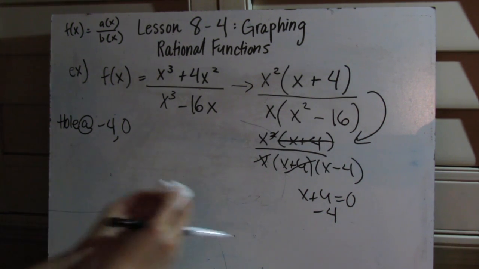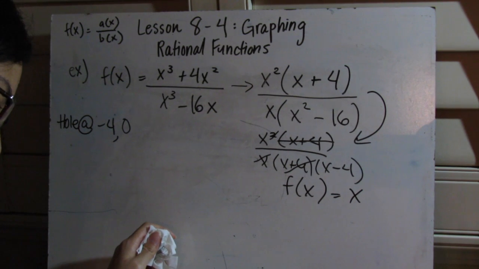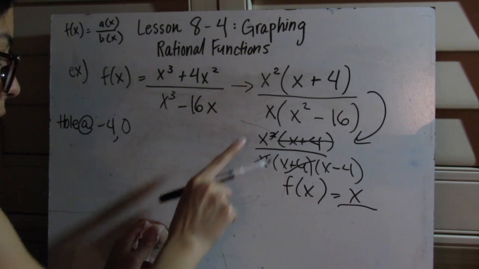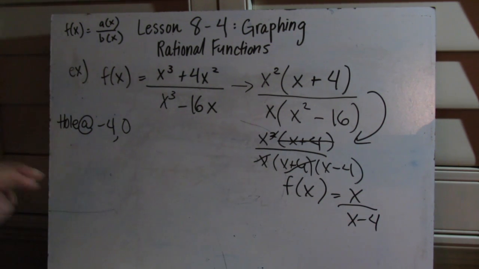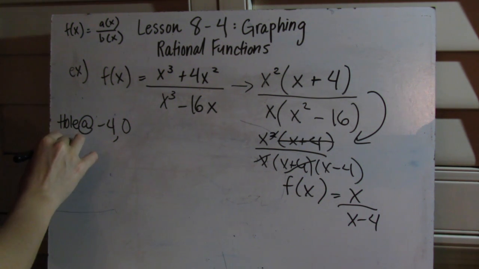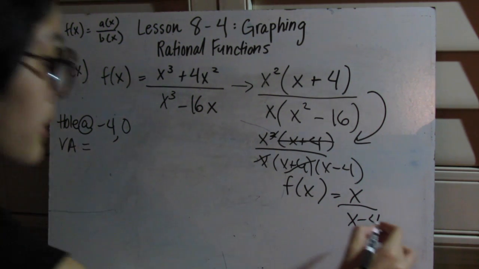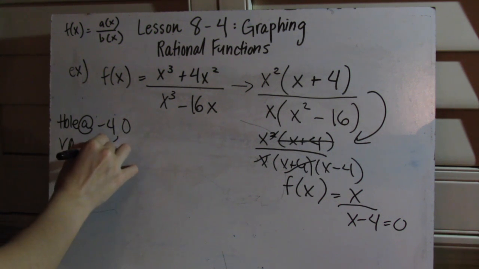So your new equation, once you cancel everything out, is x over, you still have a 1 up here, 1 x over here, over x minus 4. So that is your new equation. From this, let's figure out the other things that we need to know. We need to know what our vertical asymptote is, and if you set the bottom, x minus 4, equal to 0, you're going to get x is equal to 4. So your vertical asymptote is going to be x is equal to 4.